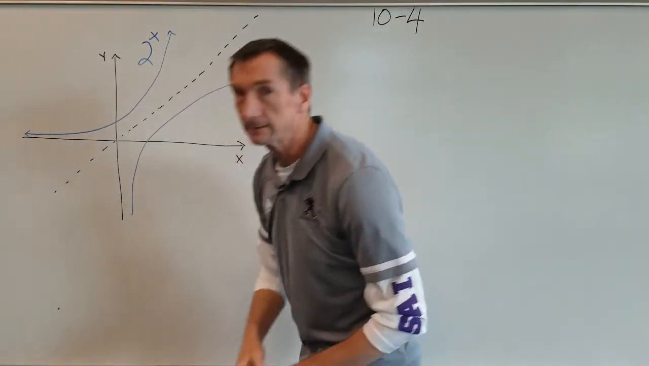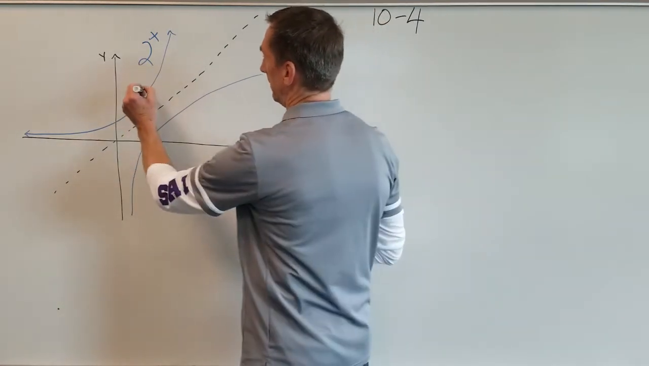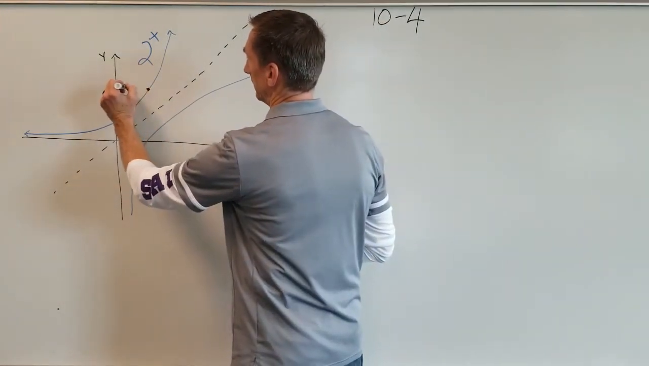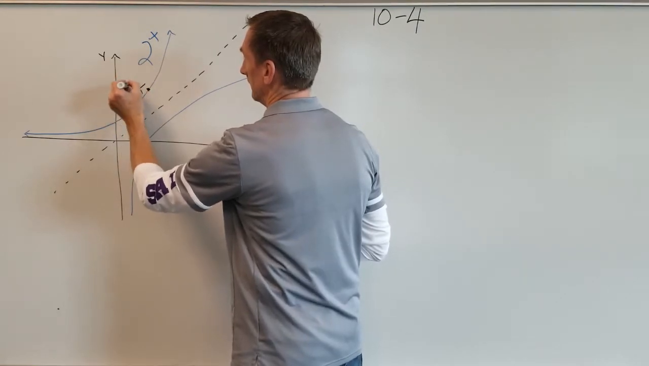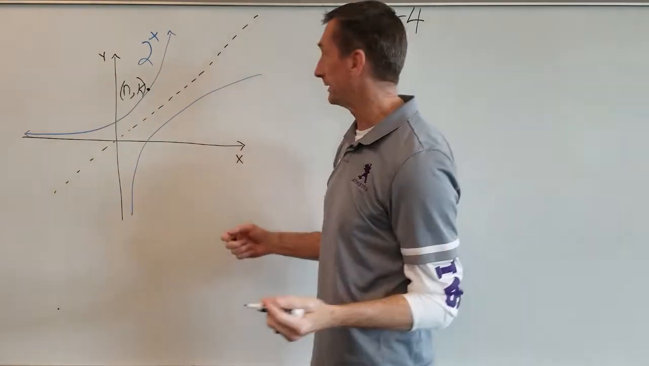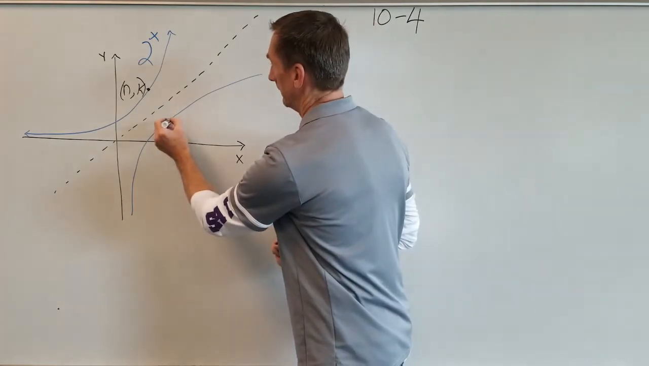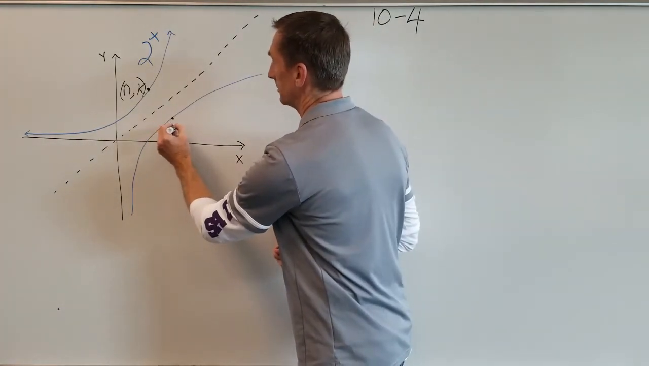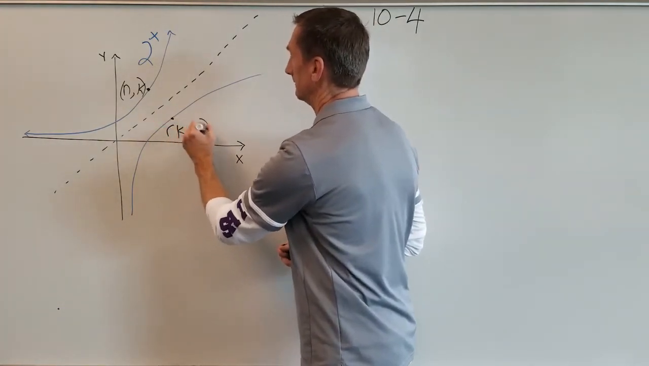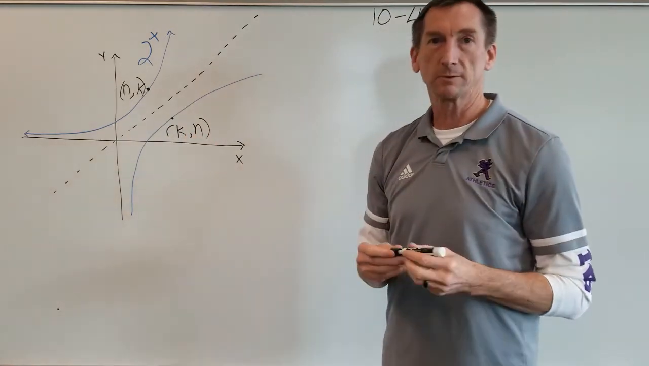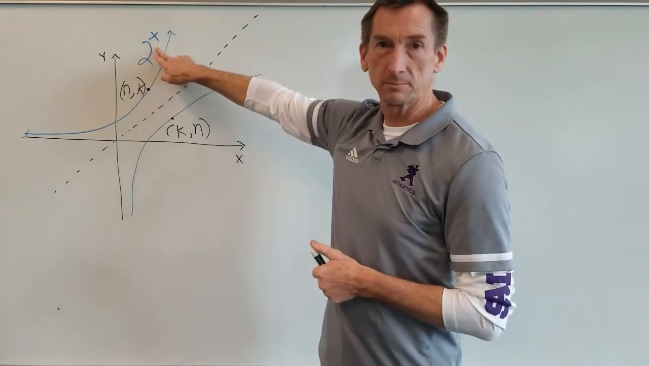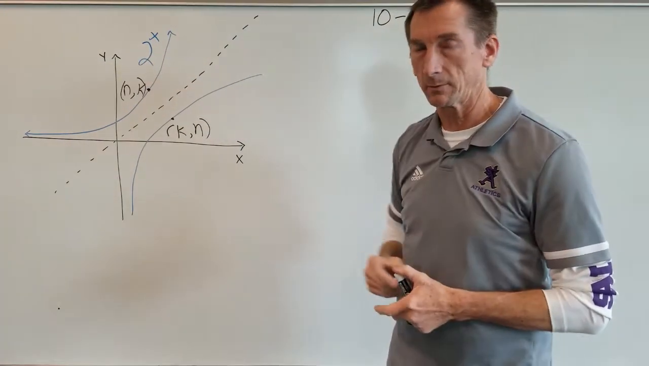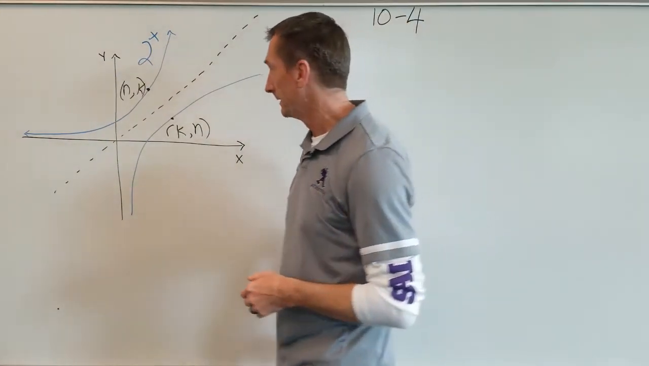And in fact, if you had a point on the graph of 2 to the x of, say, (n, k), that point would also be on this graph, but it would show up as, of course, (k, n). And so that's what the logarithm function is. It's the inverse of the exponential functions. Today we're going to look at some examples of that.